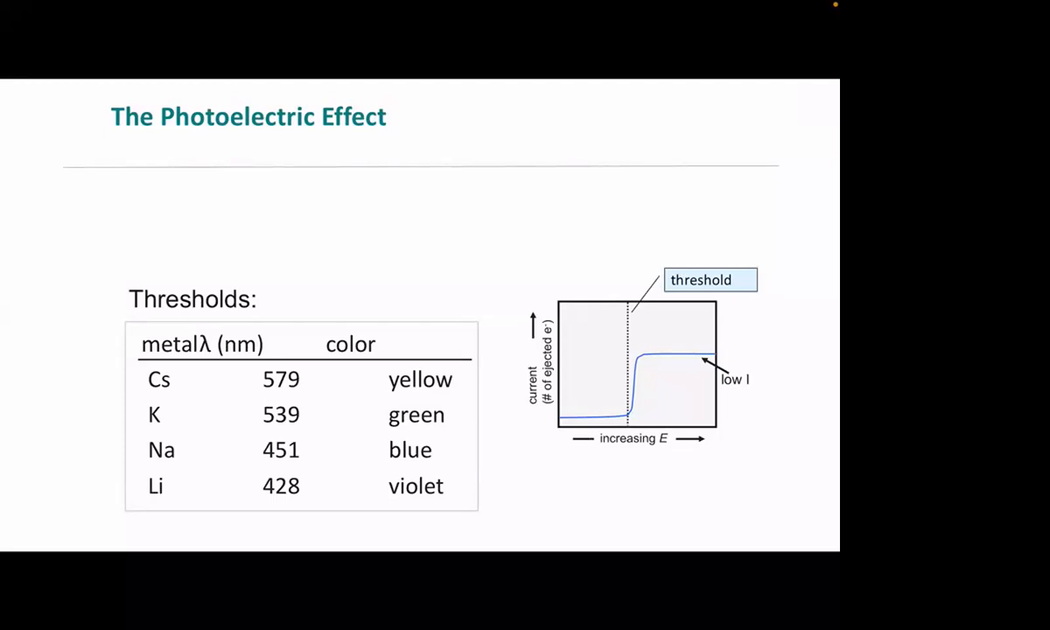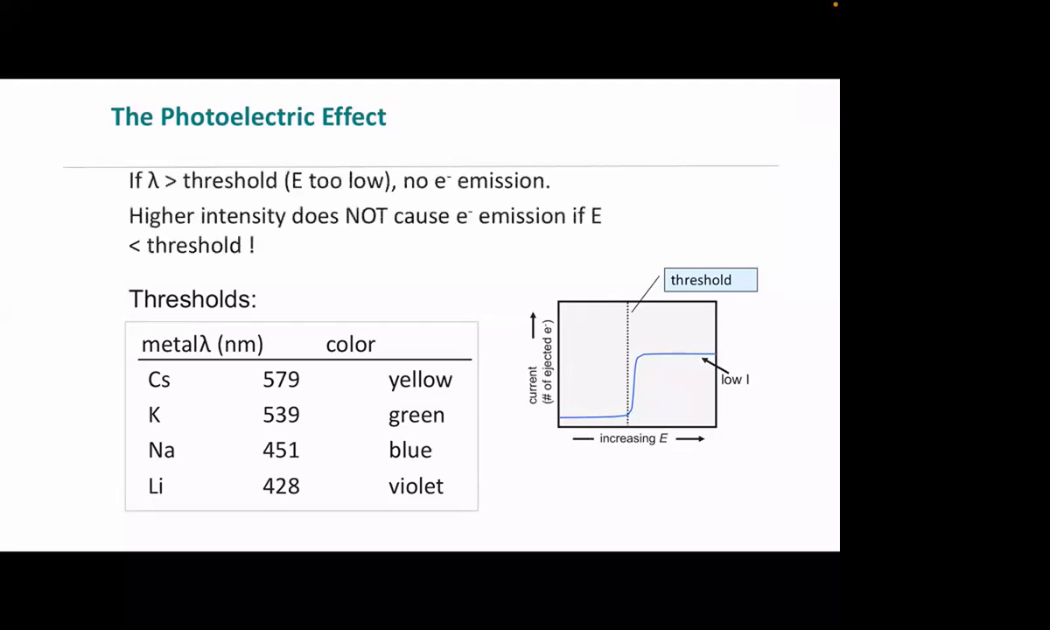Okay, so what's the other part of that graph? It didn't show up. Okay, I can draw it in. If the lambda is greater than the threshold, now remember, wavelength and frequency, everything's up there if you want to take a picture. There's no more to show up on that slide. Wavelength and frequency are inversely proportional. So this says, if wavelength is greater than the threshold, the energy is too low, there's no electron emission. That's down here.